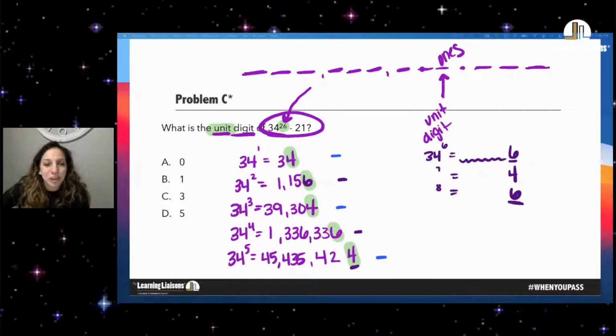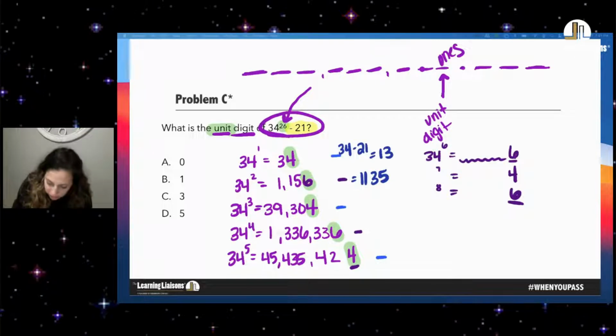But that's not my answer. Because then what are we doing? We're subtracting 21 after that. Well, let's go ahead and do 34 minus 21. What do I get? 34 minus 21 equals 13. Now let's do 1,156 minus 21. That equals 1,135. But do we really care what the odd numbers are minus 21?